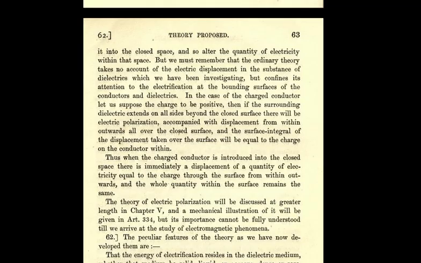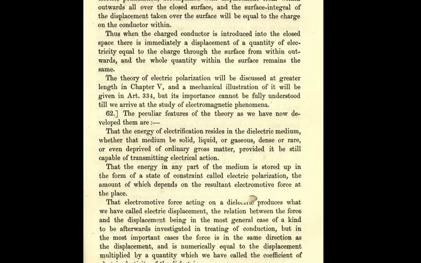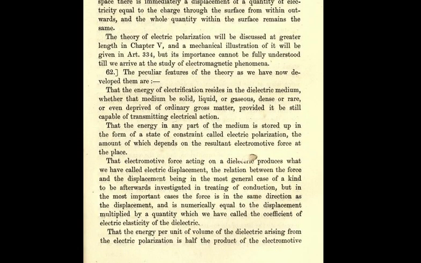Thus, when the charged conductor is introduced into the closed space, there is immediately a displacement of a quantity of electricity equal to the charge through the surface from within outwards, and the whole quantity within the surface remains the same. The theory of electric polarization will be discussed at greater length in Chapter 5, and a mechanical illustration of it will be given in Article 334. But its importance cannot be fully understood till we arrive at the study of electromagnetic phenomena. Paragraph 62.